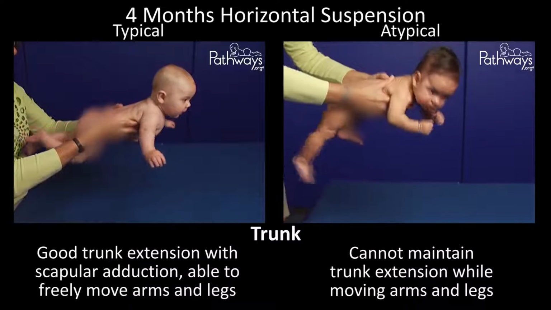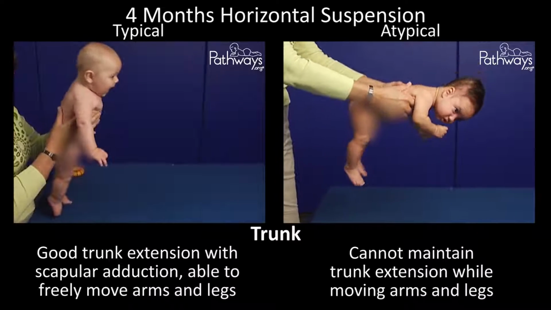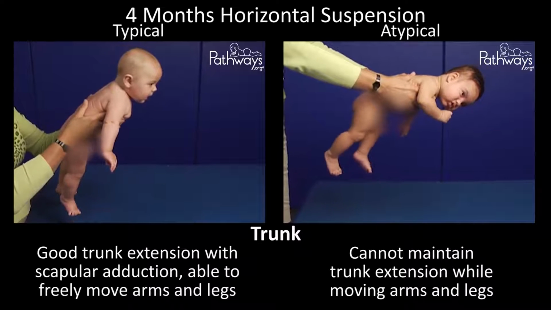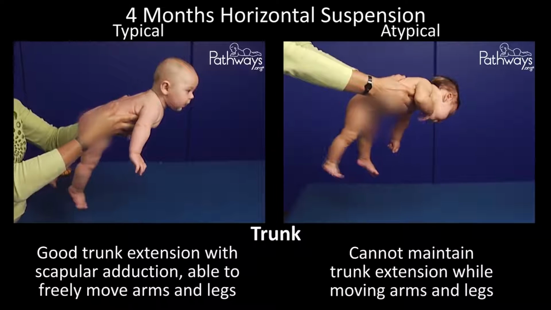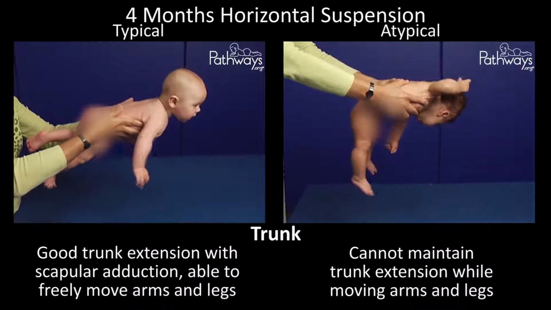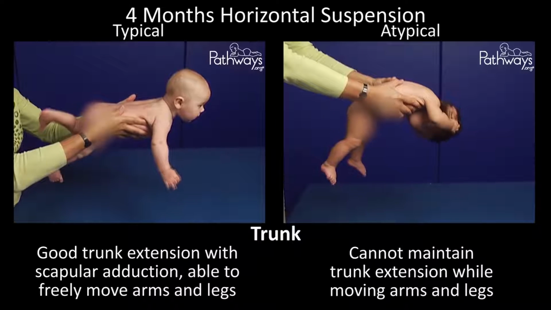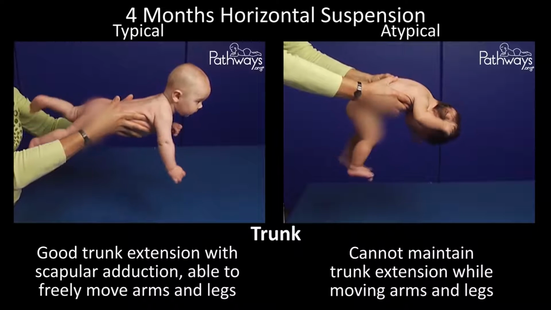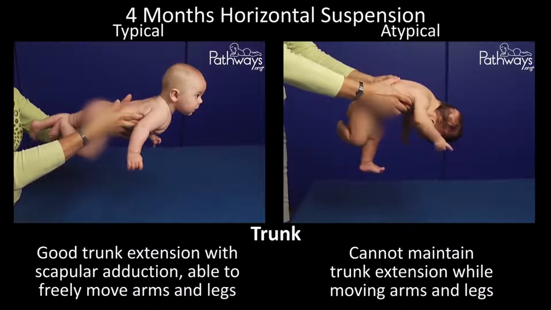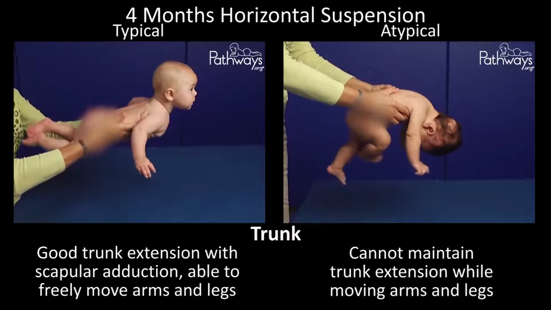Trunk. In horizontal suspension, the typically developing baby has good trunk extension with scapular adduction and is able to freely move his arms and legs. The atypically developing baby is unable to maintain trunk extension while moving his arms and legs.